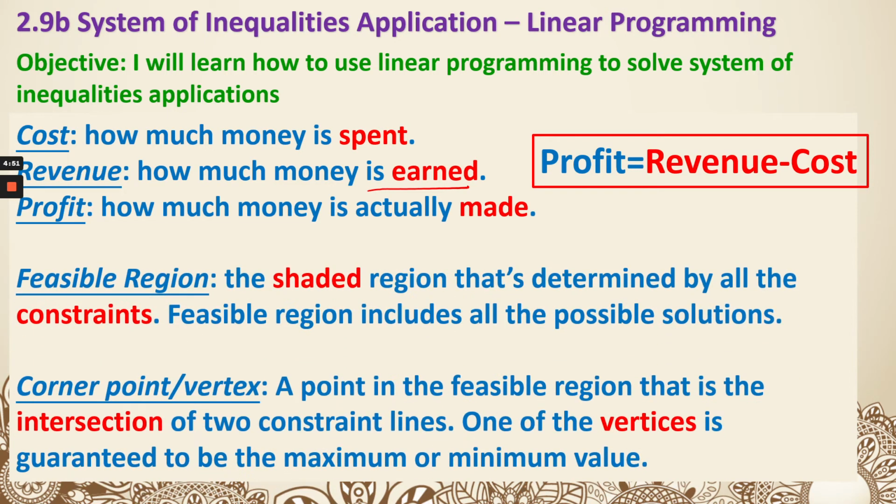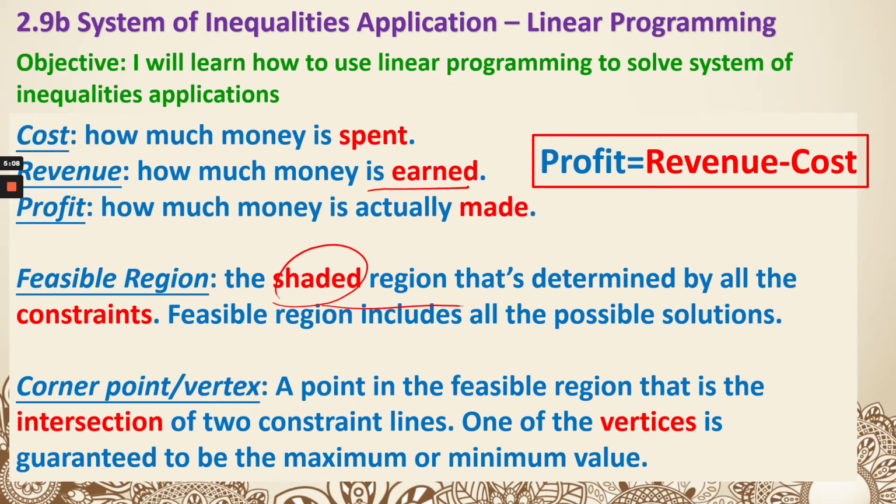Now, going back to what we are learning right now, the feasible region. It's the shaded region that's determined by all the constraints. So the feasible region includes all the possible solutions. The shaded region, the overlapping part, all that's going to be the feasible region.